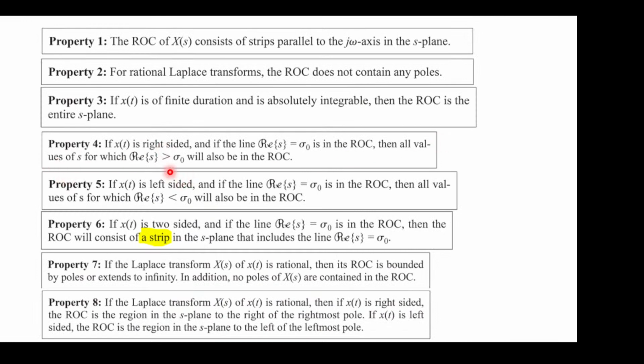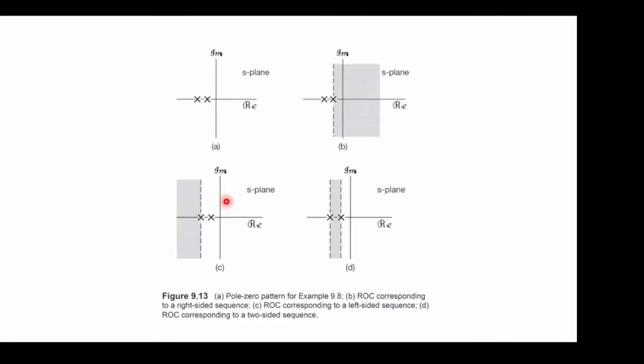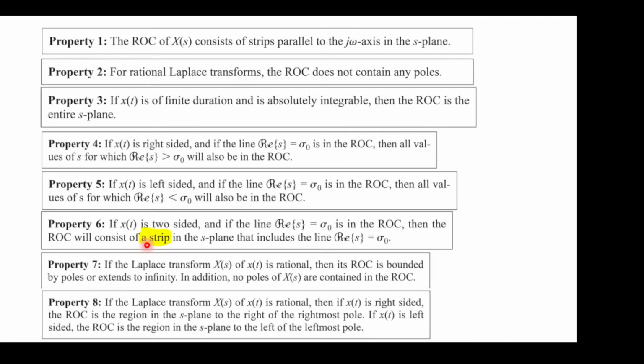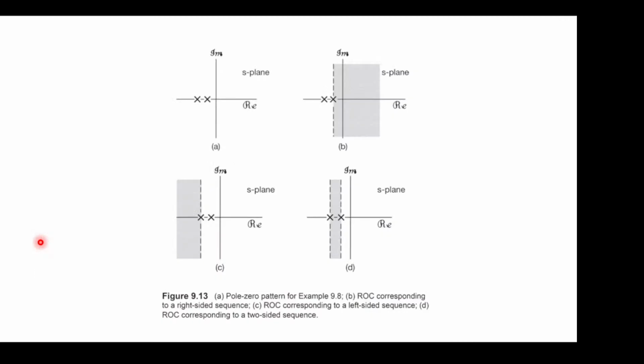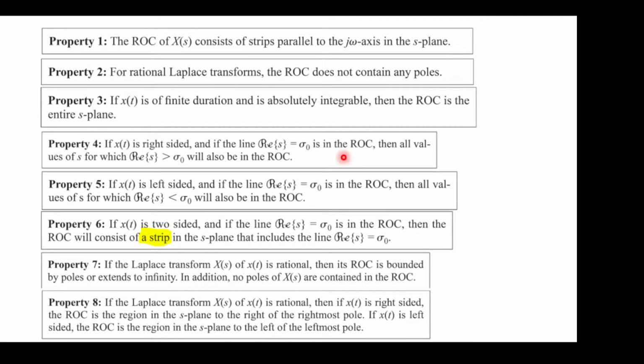And if your signal is left-sided, your ROC will extend to left infinity. And if you are two-sided, then your ROC will be one strip. Okay, so just one strip. So your ROC can be, but this one strip can also extend to everywhere. This is a little vague, but anyway, the important thing here is that there is only one strip. You cannot have two separate strips here, just from the left and the right analysis.